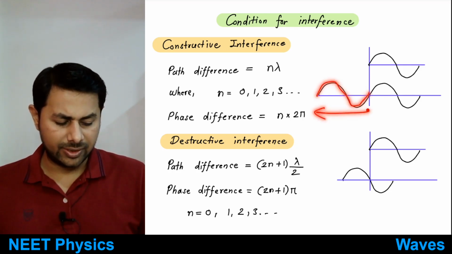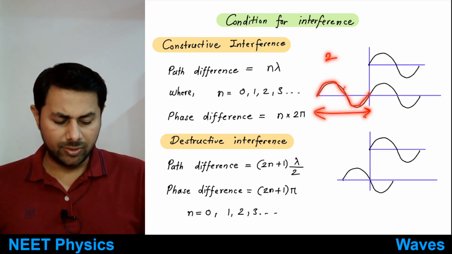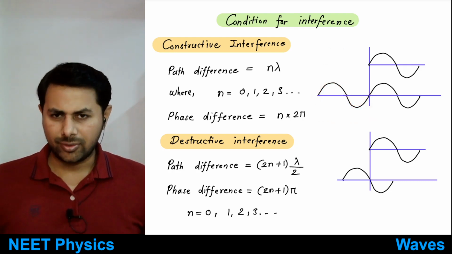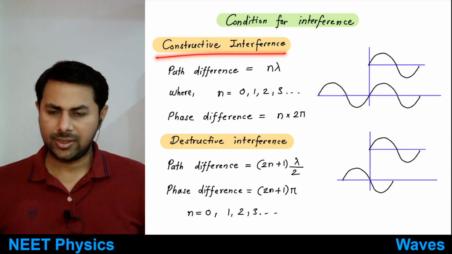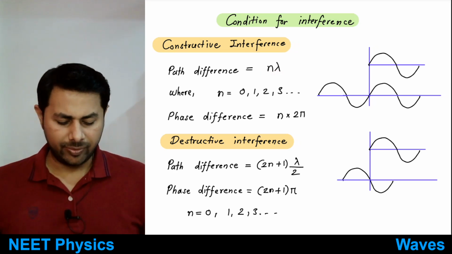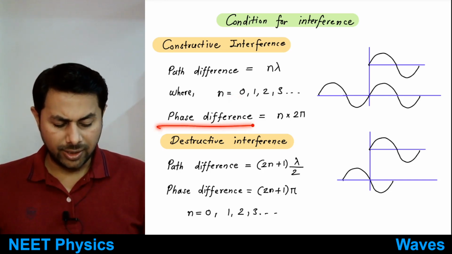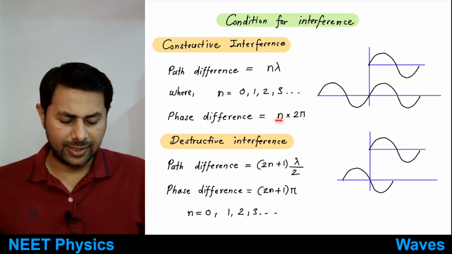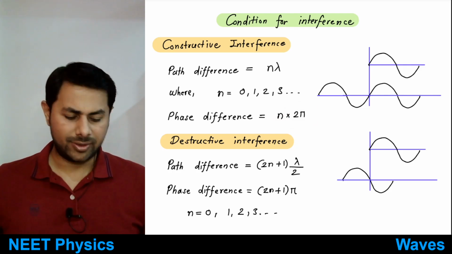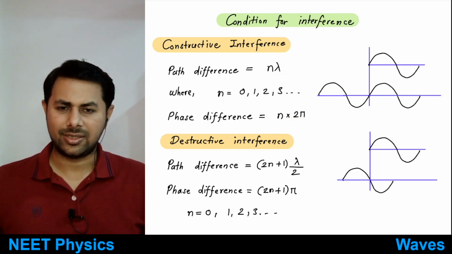So the phase difference between these two would be what? One wavelength corresponds to a phase difference of 2 pi. So either the phase difference is 0, or it is 2 pi, or it is 4 pi, and so on and so forth. So for constructive interference, what is the path difference? The condition for path difference is n lambda, right? What is n? 0, 1, 2, 3, and so on. The condition for the phase difference is n times 2 pi: 0 or 2 pi, 4 pi, and so on. Path difference is n times lambda, phase difference is n times 2 pi for constructive interference.